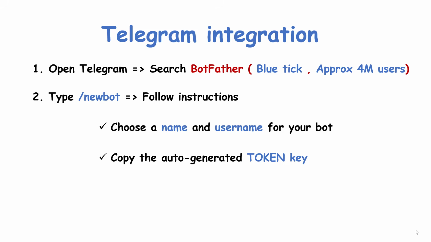So this lets you choose a name and a username for your bot, and upon successful creation, you'll get an auto-generated token key that you're going to use on the command line to onboard Telegram. So at this point, I'm going to pause this video and show you what I did.